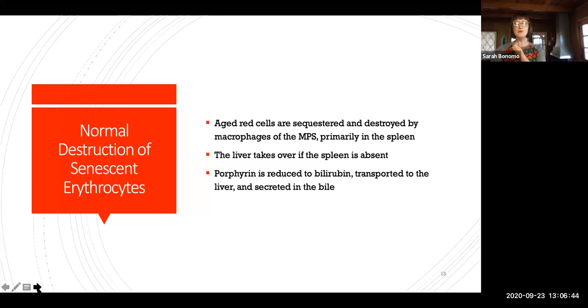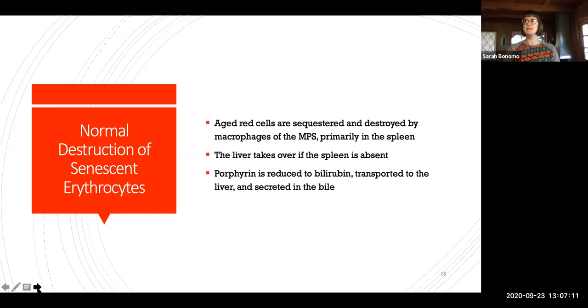So we have a normal amount of cells every day that have reached their maximum lifespan of about 120 days. And they get what's called sequestered, which means they get collected together, usually in the spleen, and then they get destroyed by macrophages. Essentially the components that can be recycled get recycled and the waste products get removed from our system.